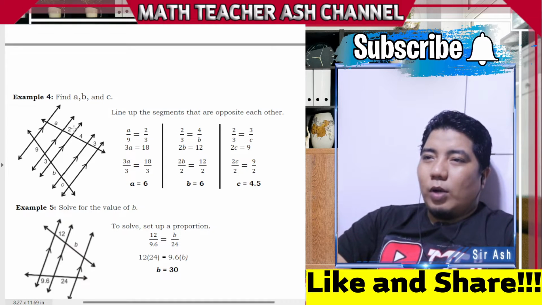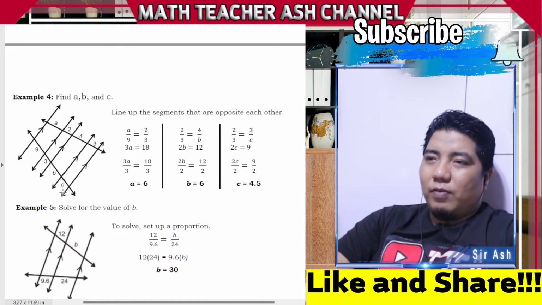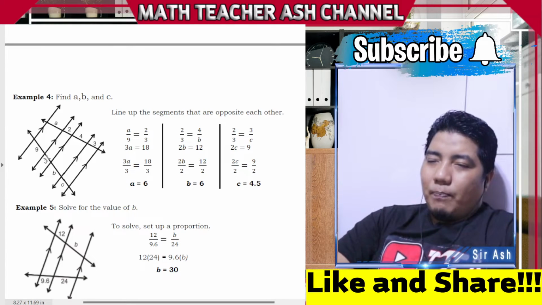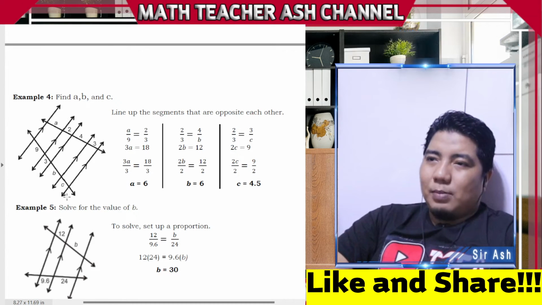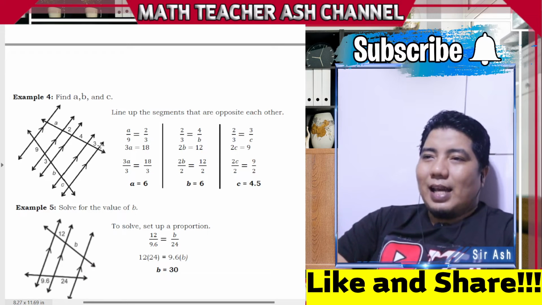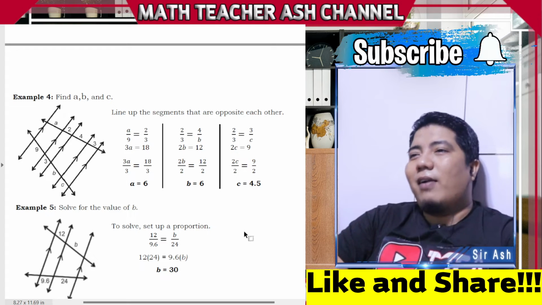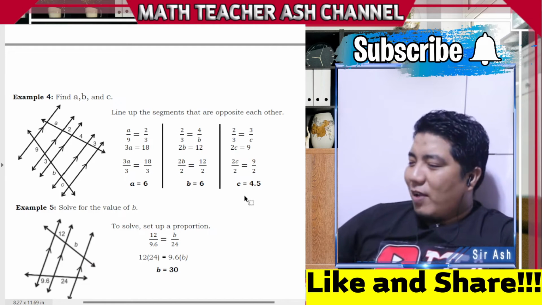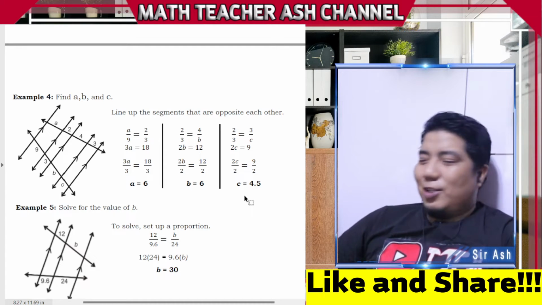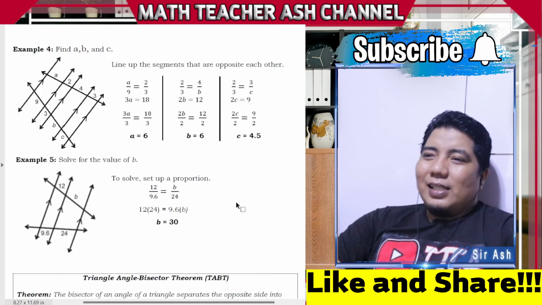Now, we have here letter C. So we pair this one, 2 over 3, yung kumpleto, 3 over C. So, 2 over 3 is equal to 3 over C. 2 times C, 2C. 3 times 3, 9. So, 9 divided by 2, that is 4.5. Alright, okay, so 4.5, my dear math learners. Easy, right? Easy lang talaga.